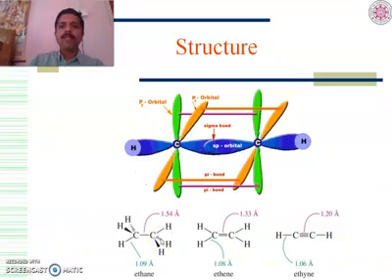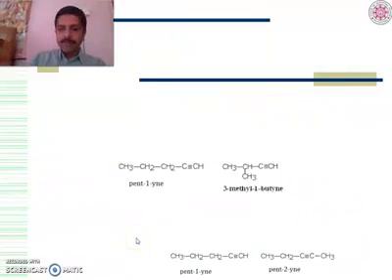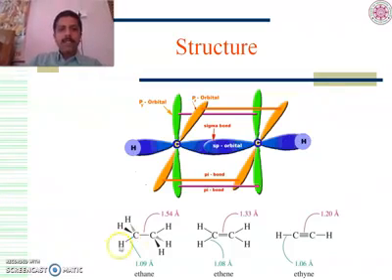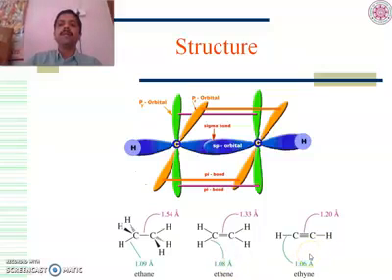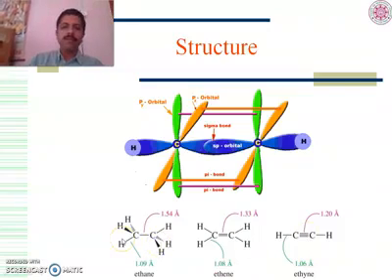Similarly, the effect of this is also reflected in C-H bonds. In alkanes the C-H bonds are found to be 1.09 Angstrom. Here it is 1.09, here it is 1.08 and here it is 1.06. The effect of hybridization is also reflected here in the case of C-H bond lengths.